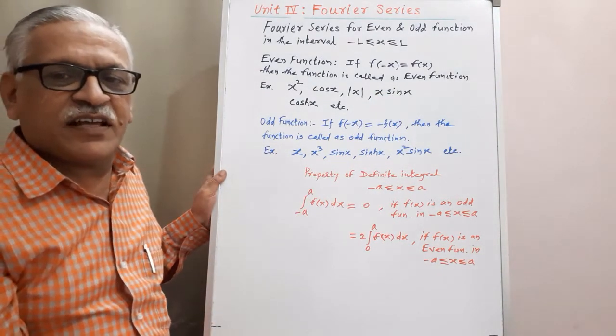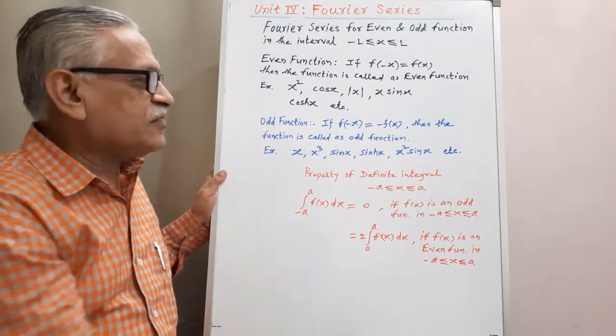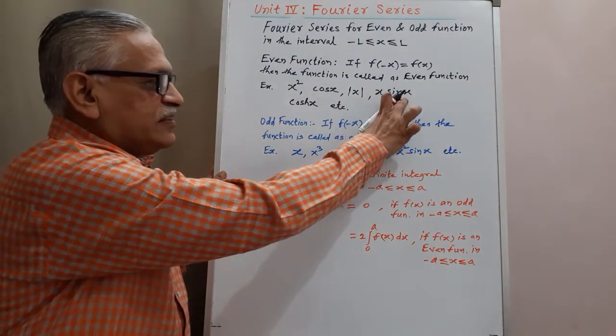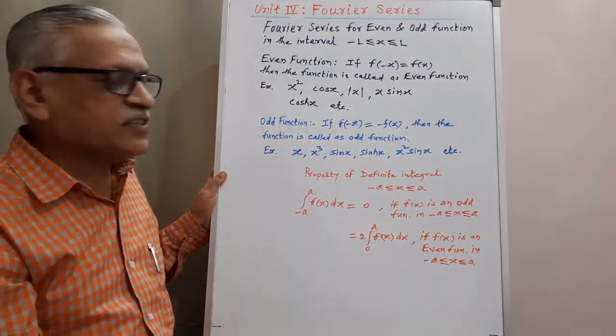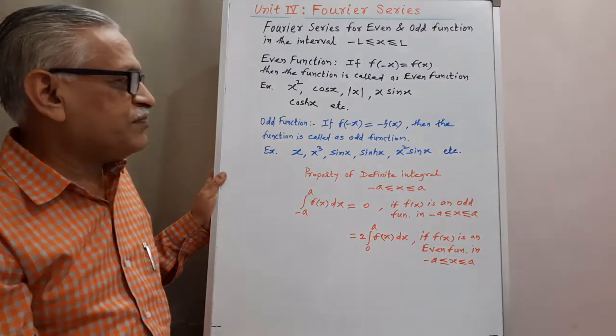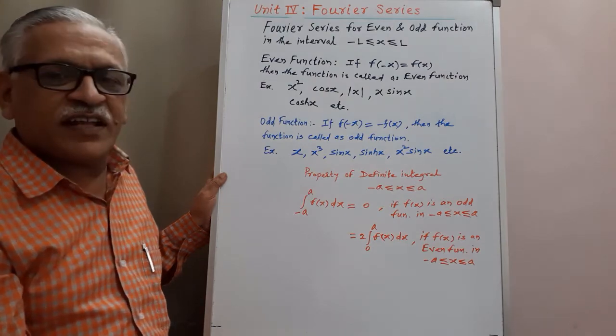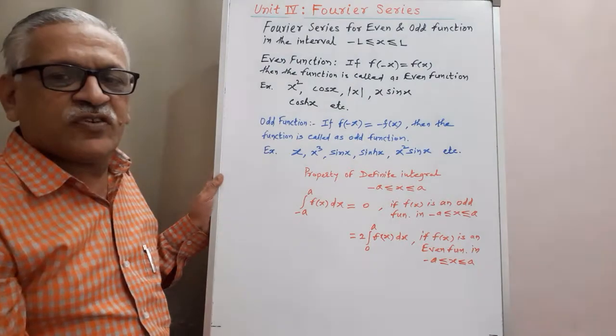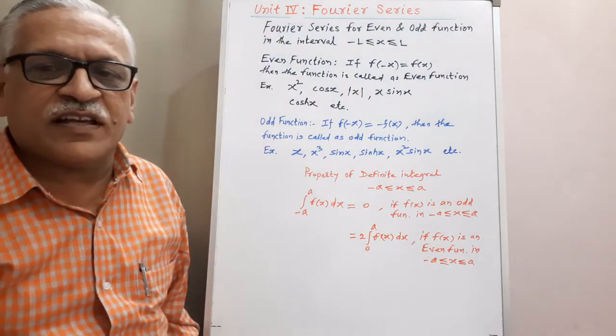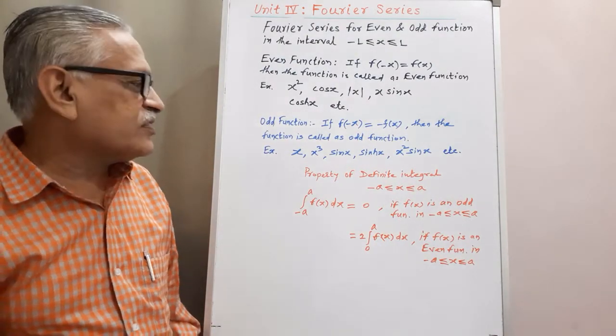Sine minus theta is minus sine theta, therefore that minus and this minus, it becomes plus, means same function with same sign, and that's why it is an even function. Cos hyperbolic is also an even function. Therefore all these are the examples of even function.